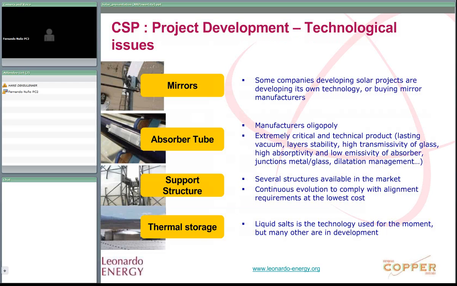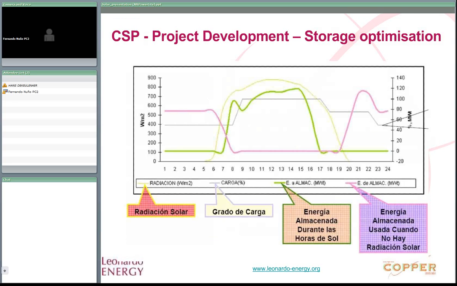Support structure. There are several structures available on the market, basically two streams, US and Europe. There is a continuous evolution to comply with alignment requirements at lower costs. Then thermal storage, which is a big issue. Liquid salts are the technology used for the moment, but many others are in development. This image shows how storage optimization involves big calculations and a big technical-economical optimization.